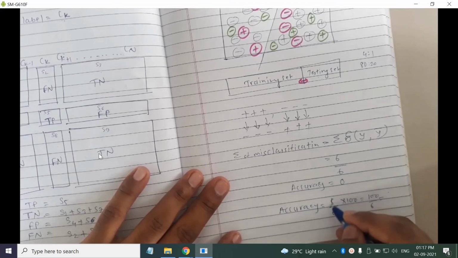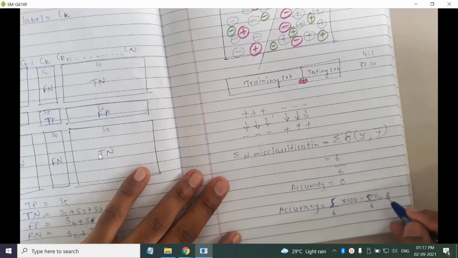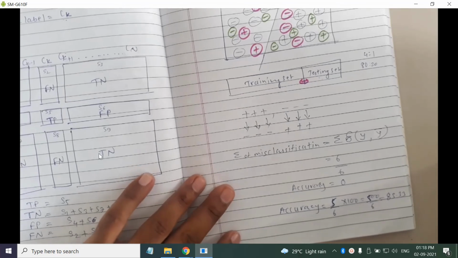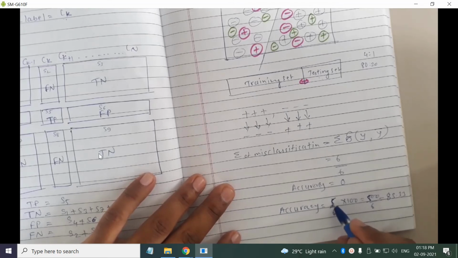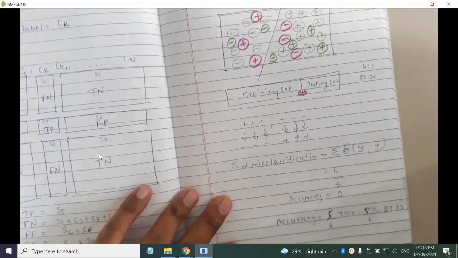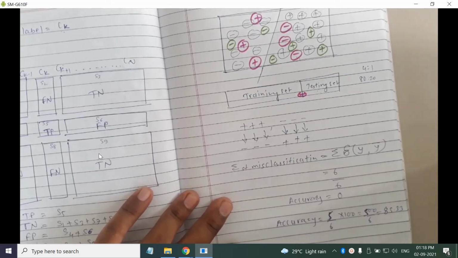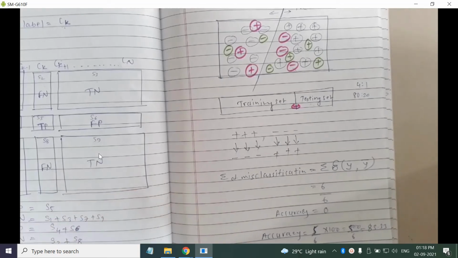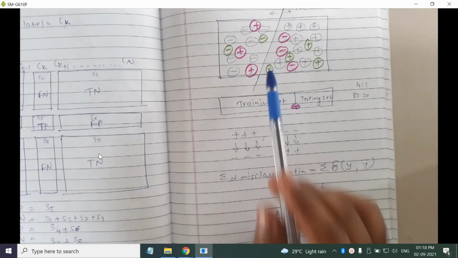Sorry, 5 are correctly classified. It's 80 point something, right? 83.33, I guess. Out of 6, 5 are correctly classified. Getting the example? Okay, now what is the problem? Try to identify the problem. Why is my accuracy changing for the same example?